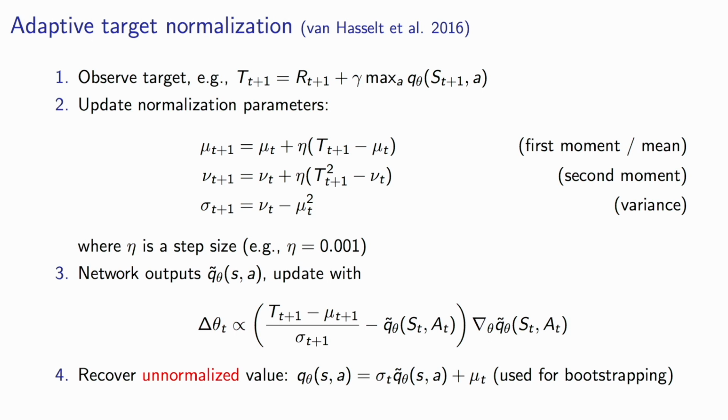You can still recover, of course, the unnormalized target by simply multiplying with the standard deviation and then adding the mean back in. And that's also what's used up there for the bootstrapping. This is important because the rewards are of a certain scale. So to construct a valid target with bootstrapping, you need to be able to recover the unnormalized targets. But that's fortunately very easy to do.